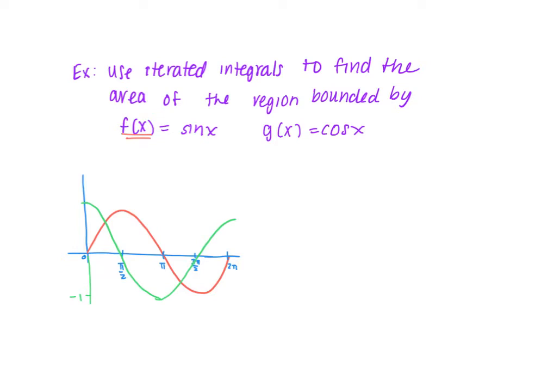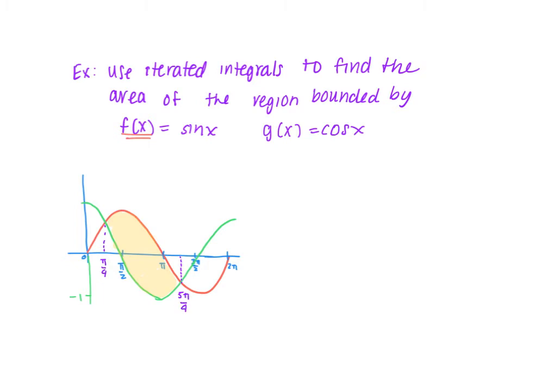And so now you can see where the bounded region is in the middle there. This is the bounded region they're talking about. So we want to find the area of that region. And so I'm going to figure out the intersection points here. This intersection point is at pi over 4, and this intersection point is at 5 pi over 4.